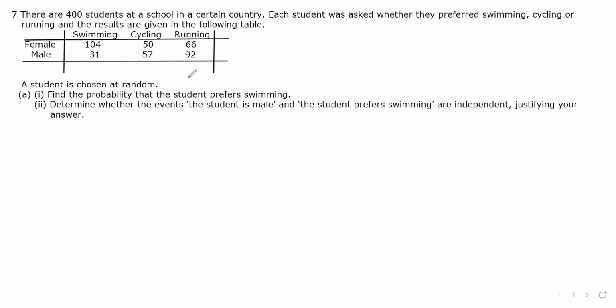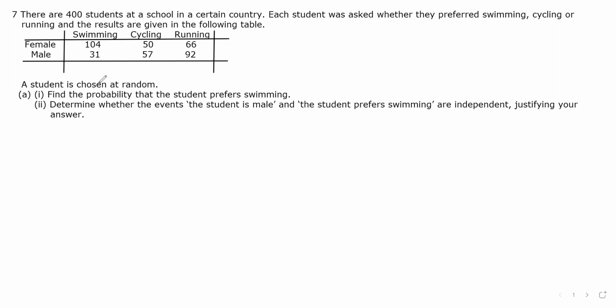The table shows 400 students at a school, and each student was asked whether they prefer swimming, cycling, or running. The results are given in the following table. Normally when we see a table like this, the first thing that we do is find the marginal total for each part of the table.